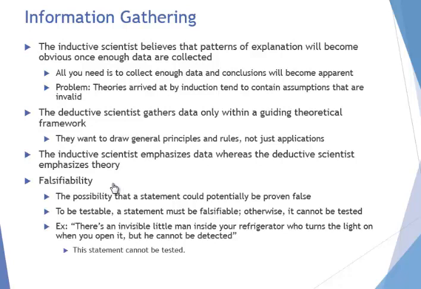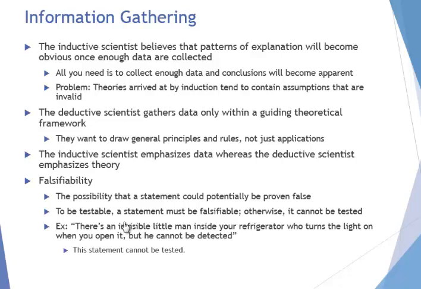If something is not capable of being disproven, well then by definition it's not capable of being proven either. For example, if I say that there's a little invisible man inside your refrigerator who turns on the light when you open it, but that person cannot be detected, well, it can't be proven true, and it can't be proven false. It can't be tested. If I say that's not detectable, well then how in the world are you going to test it? If you can't detect it, well then you can't detect whether it's there or not.